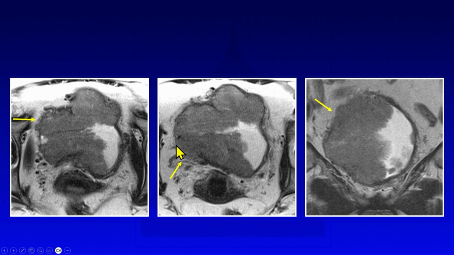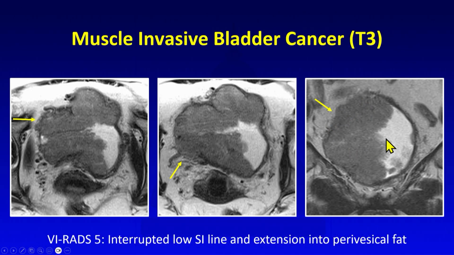And that's why it's very important to get the small field of view high-res images so we can really appreciate the bladder wall anatomy. On this other slice, again, you're looking for the dark line, and here, the dark line is totally gone. And then we can see that there's tumor extending into that perivesical fat. It's also helpful to look at things on coronal to get a different perspective. Again, following the dark line, it is being disrupted. So this is clearly a VI-RADS 5 lesion with interruption of the muscularis line and extension into the perivesical fat. And it was confirmed that it was a T3 lesion on surgery.